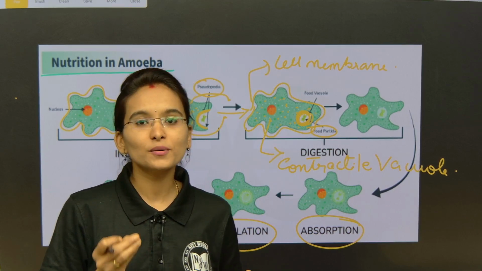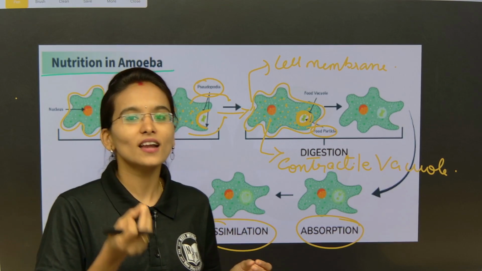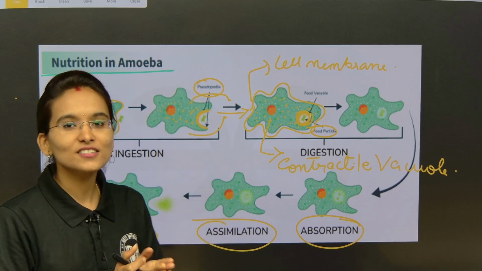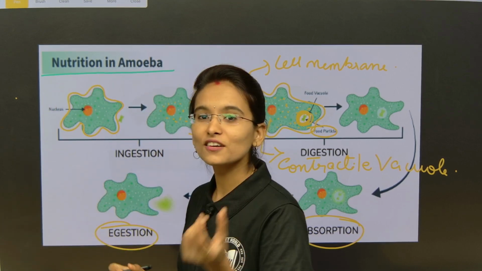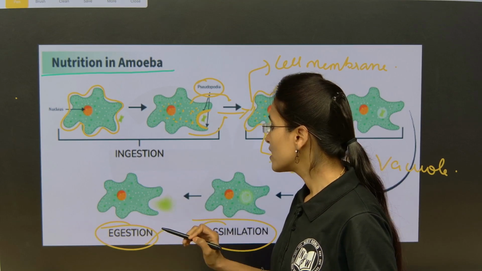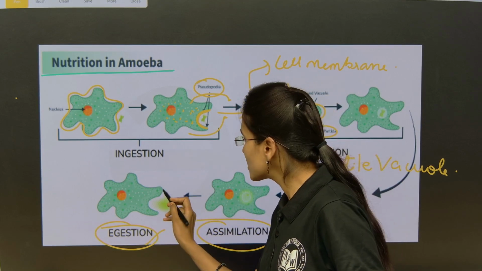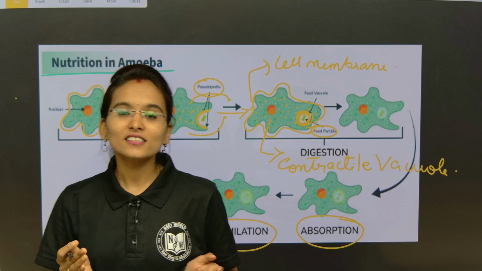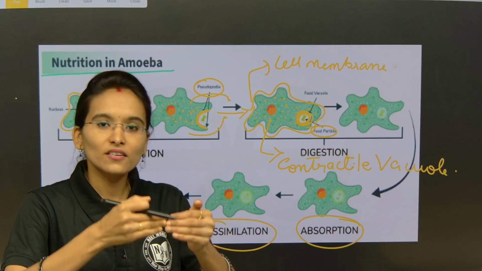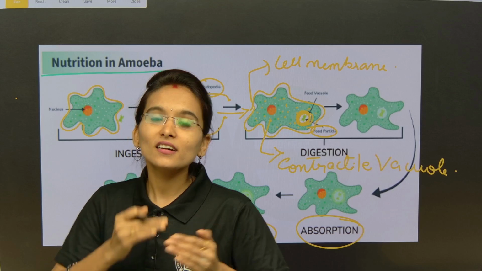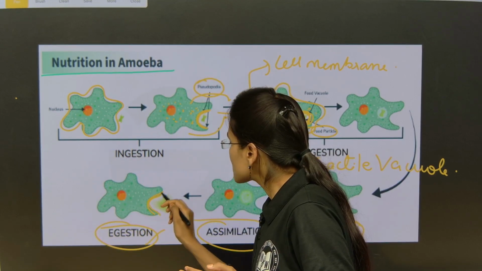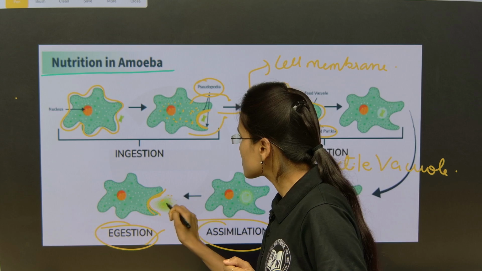But there are some food particles which are not utilized by the organism, and that is called undigested food. The undigested food is expelled out from the body by the process of egestion. Can you see here? During the starting stage, it surrounds the food particles by the process of invagination, and later in the egestion process, it expels out all the undigested food.